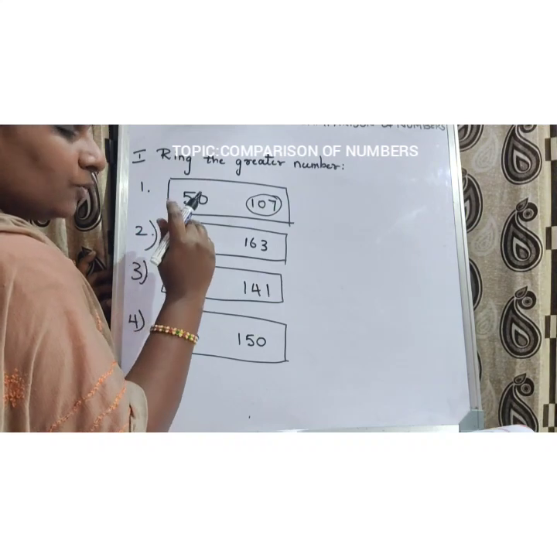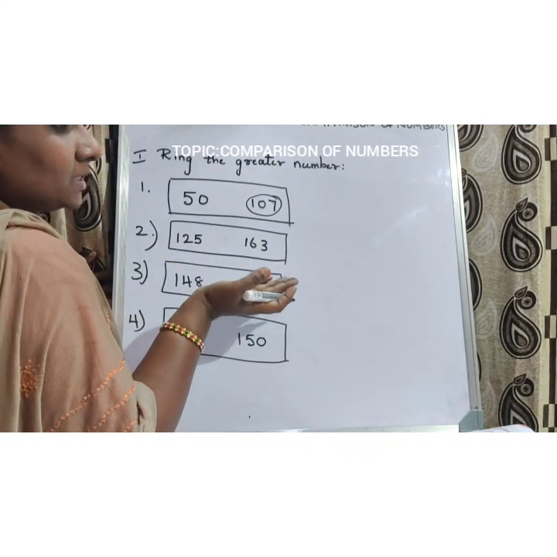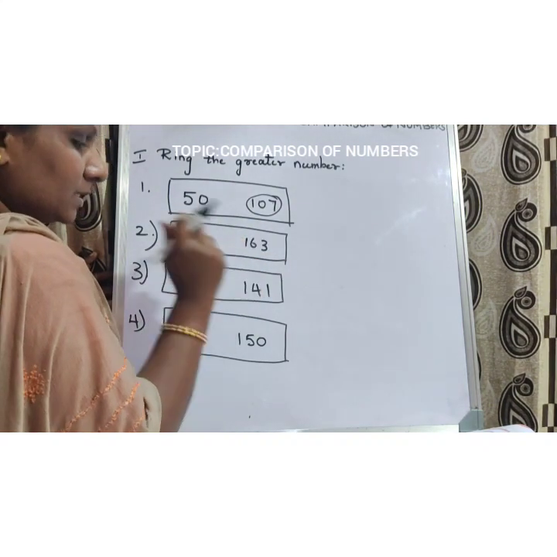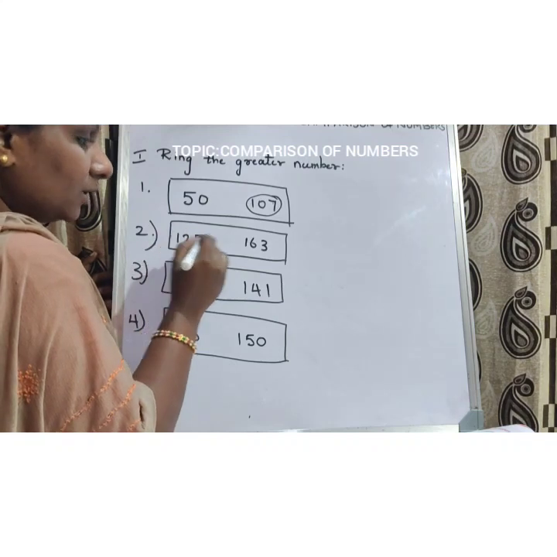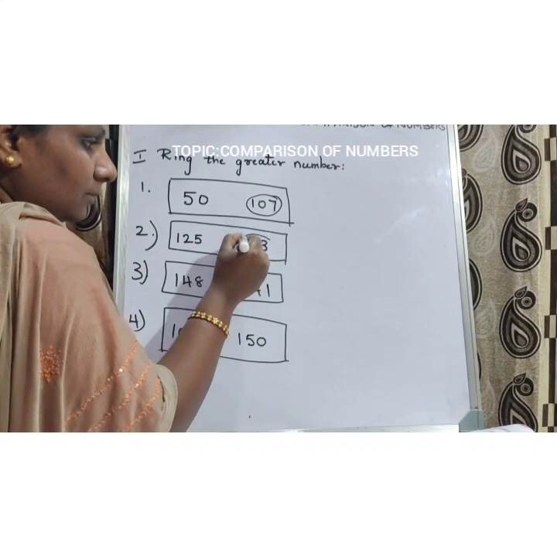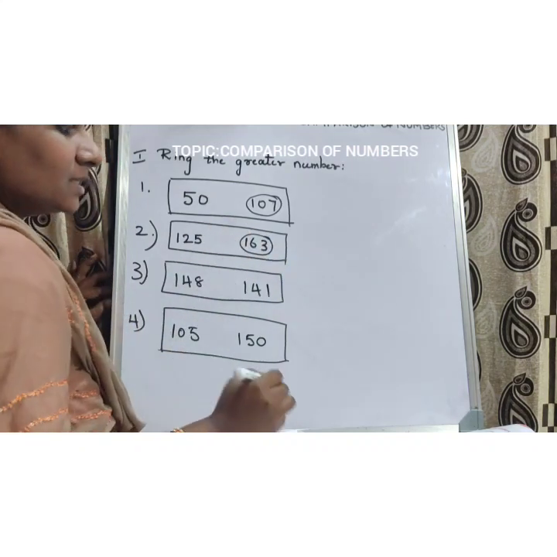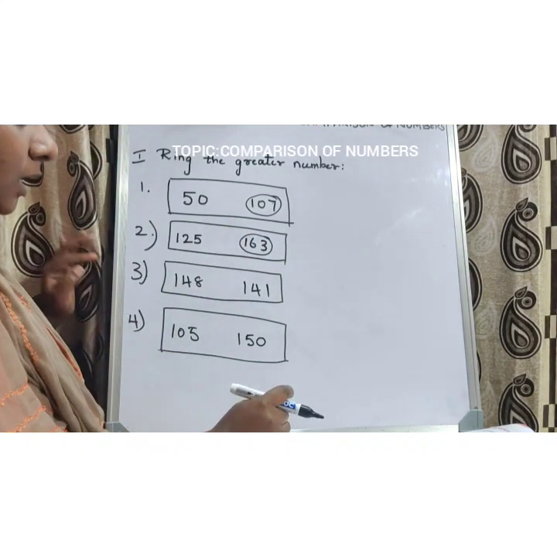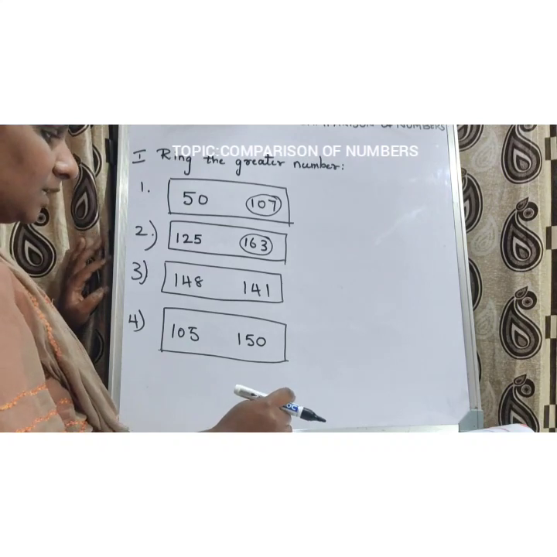So what should we do? We should compare the tens place number, that is 2 and 6. So is 2 greater or is 6 greater? 6 is greater. So circle 163. Okay, so circle 163.